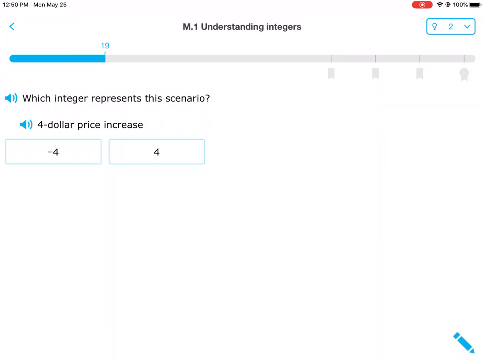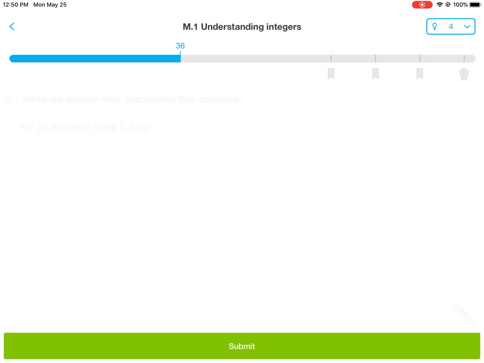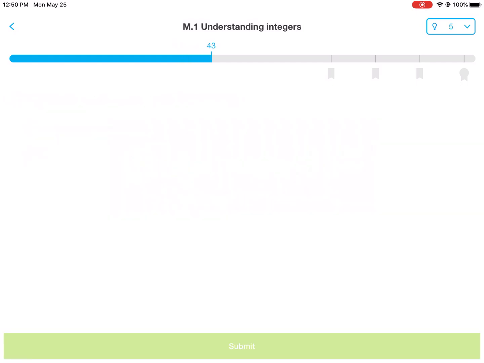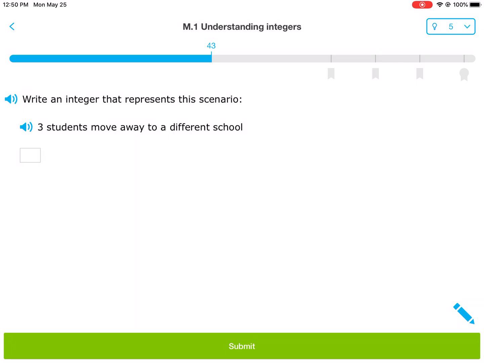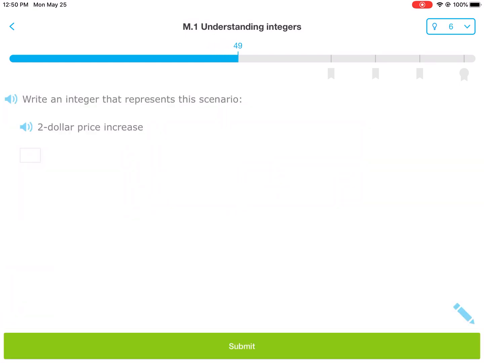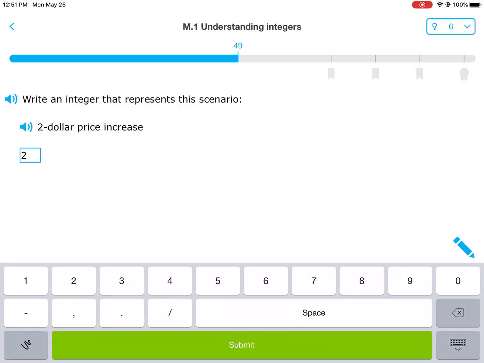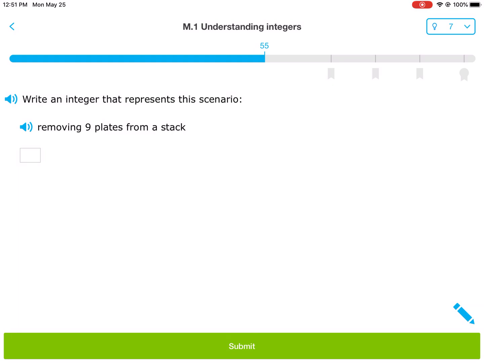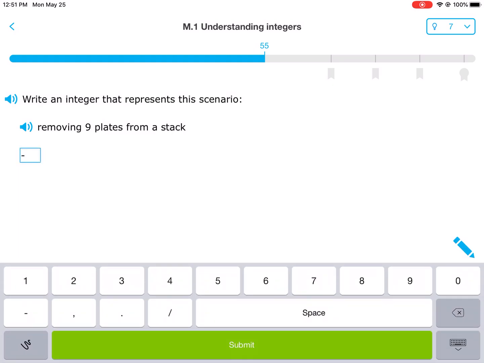$4 price increase is positive. 1 less inch of snow this year than last winter, so you're taking away, that's a -1. An elevator rises, so it's going up, so that's going to be in here, next level, you'll just +1. Okay? 3 students move away to a different school, so they're leaving, they're being pushed away, so that's a -3. $2 price increase, that's a +2. And you'll notice I'm not putting those positive signs, I'm just writing a regular 2. Removing 9 plates from a stack, that's a -9.